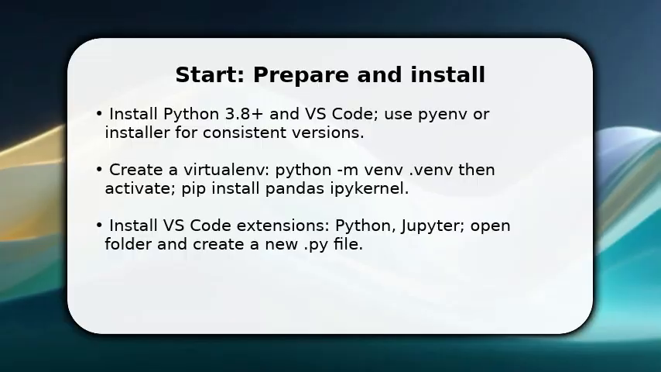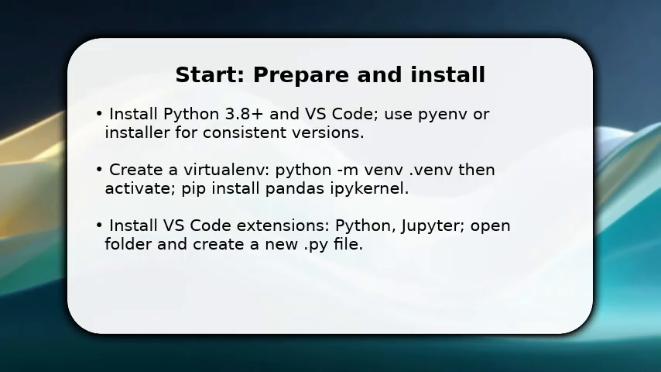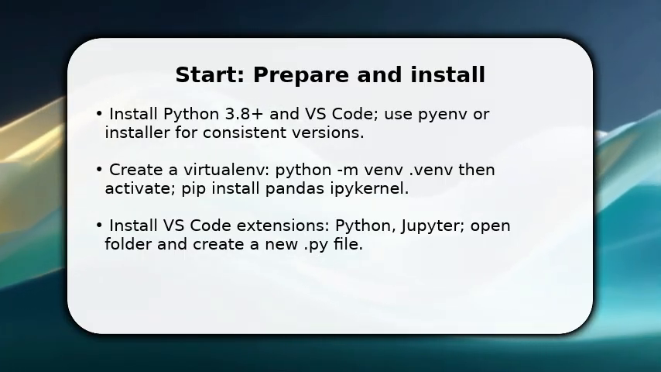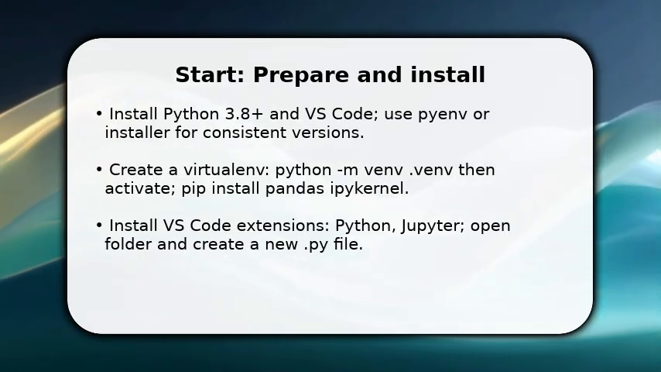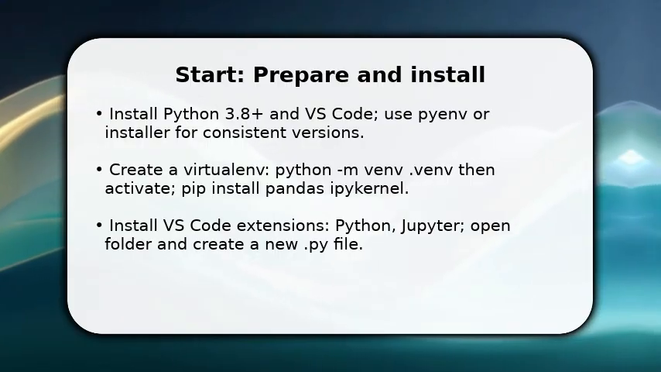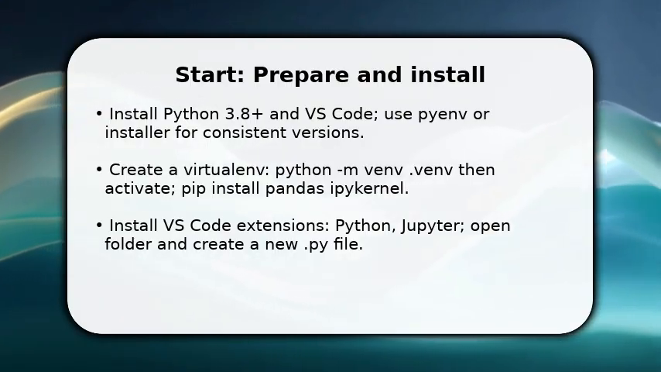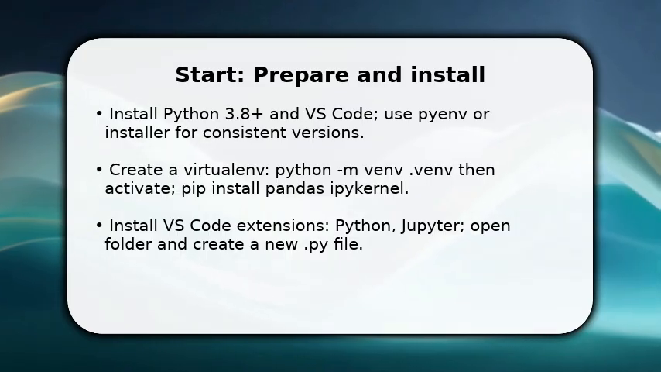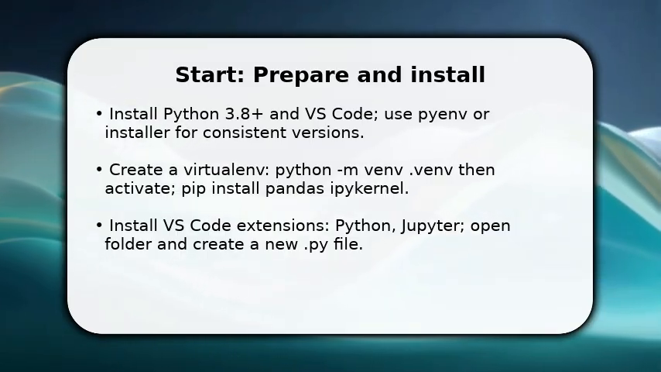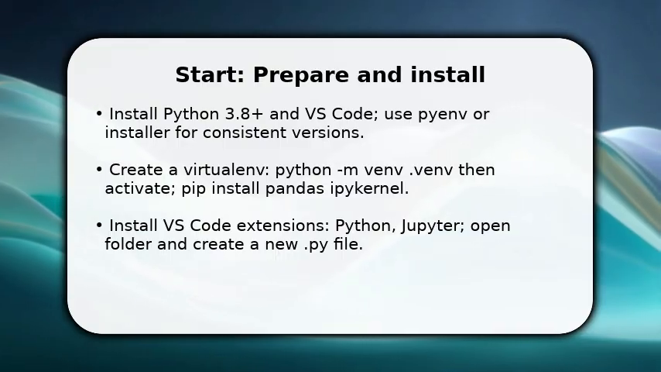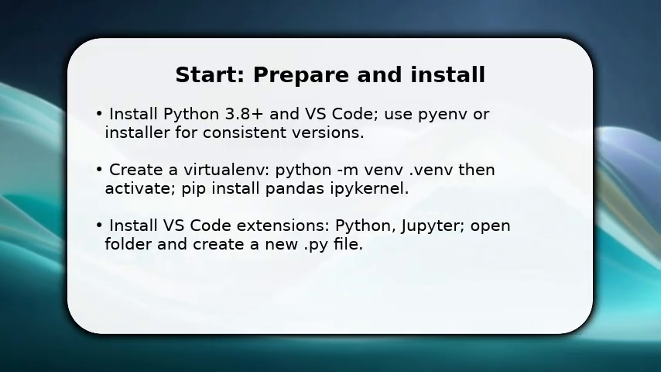Enjoy the video. You'll begin by creating an isolated environment so packages don't conflict. First, create and activate a virtualenv in your project folder, then install Pandas and ipython with pip. Once done, open VS Code, install the Python and Jupyter extensions, and select the interpreter from the bottom status bar.